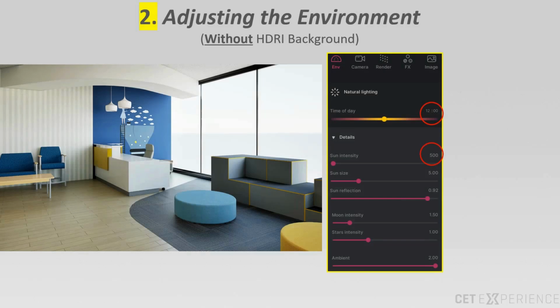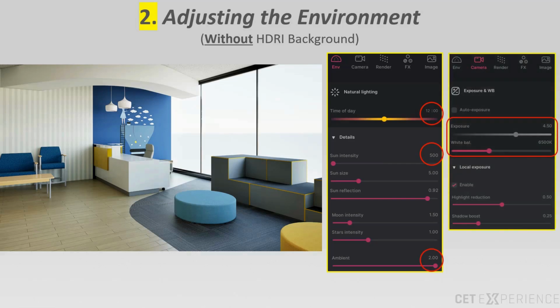I typically maximize the ambient setting for interiors, which is the overall illumination, and then go to the camera tab to adjust the exposure and white balance. The values you set for these two depend on the space you're rendering. Most of the time, spaces with windows require less exposure. For the local exposure, which includes highlight reduction and shadow boost, I keep the default settings because I don't see any major difference when I adjust them.